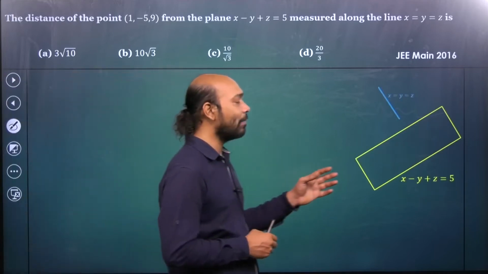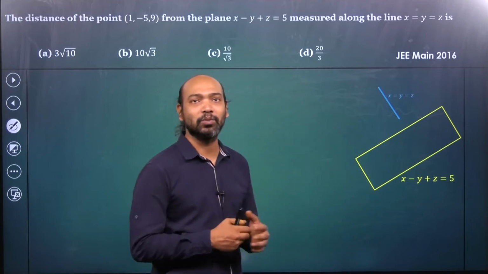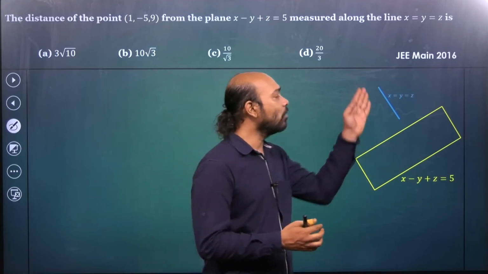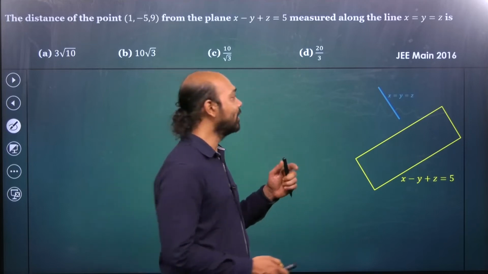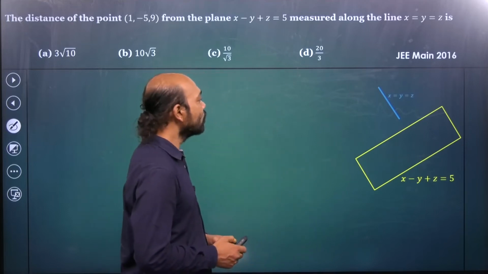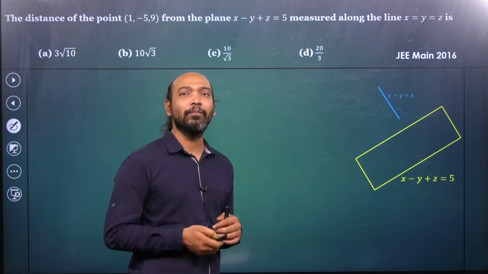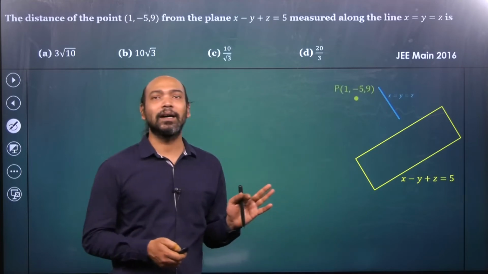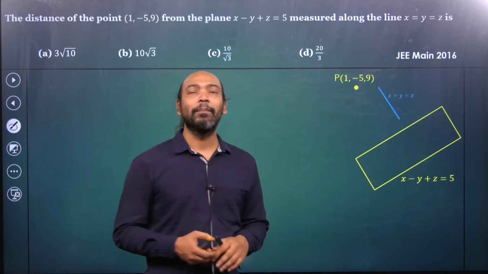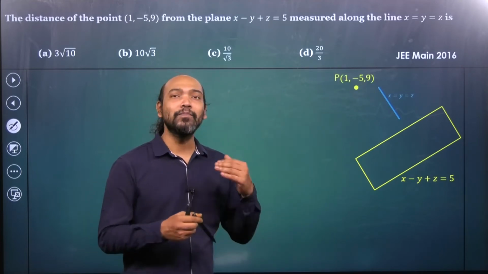Here we have a plane, x minus y plus z equal to 5, and we have a line. We also have a point here. Let us consider that point. If I consider the given point as (1, -5, 9), it will be somewhere here. So let's consider the point here. Now it says that we have to measure the distance.